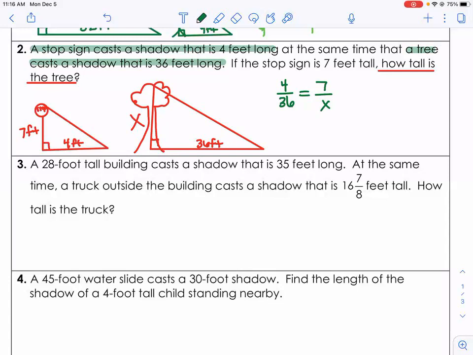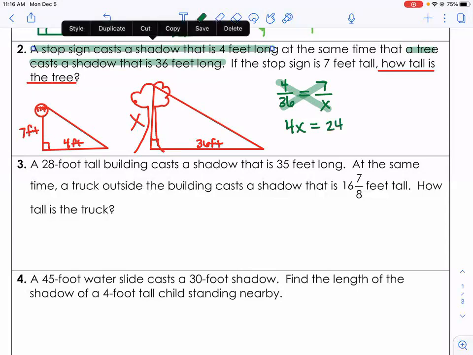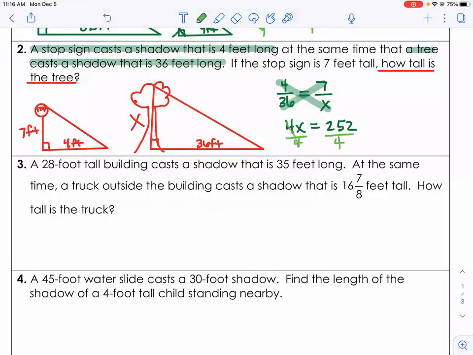Okay, is this the only way to set up the problem? No, you could have gone from big triangle to small triangle, but the beauty is, when you cross multiply, you're still gonna get 4 times x equals 7 times 36. Oh, wait, no, 252. No matter how you set up your proportion, your cross multiply is still gonna give you 4x equals 252.